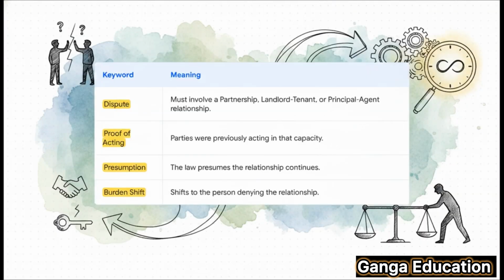This section really boils down to 4 essential ingredients. First, there has to be a dispute about one of those specific relationships. Second, you have to show proof that the parties were in fact acting like partners or like a landlord and tenant. Third, the law then kicks in with a presumption of continuity. And that leads to the 4th and most important part. The burden of proof shifts to the person who is now trying to deny that relationship.